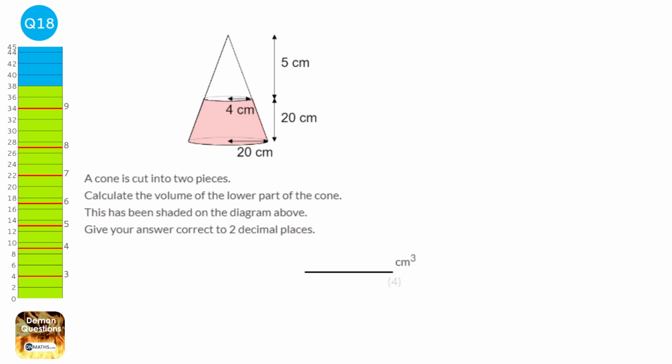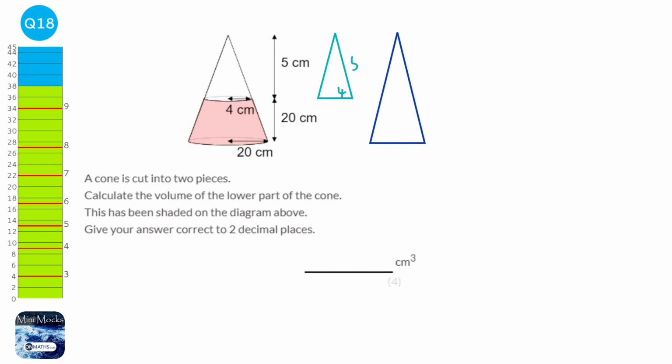So to find the shaded part of this diagram, we need to first of all work out the volume of the smaller cone, which is at the top, then work out the volume of the larger cone, which is the whole cone shown, and then take them away from each other. So the radius for the smaller cone is 4, and the height is 5. And the radius for the larger cone is 20, and the height is the 20 plus the 5, so it would be 25. So I'm just going to label them A and B.